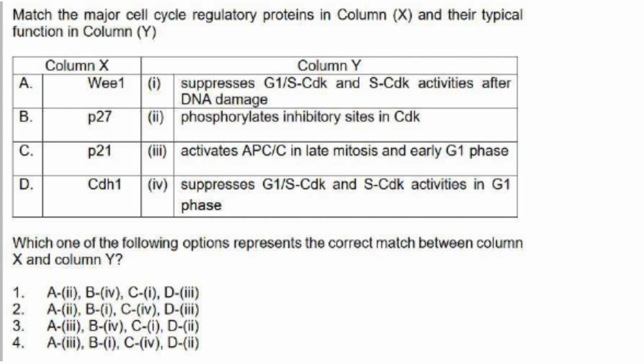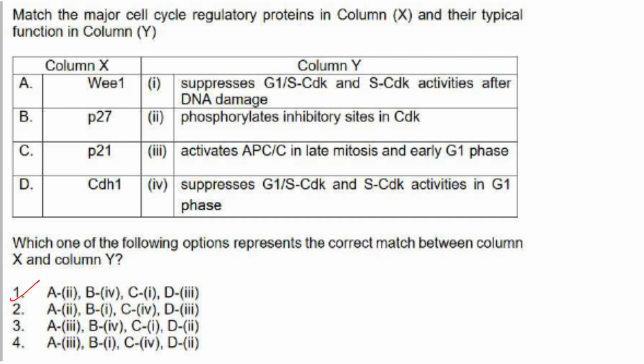Then next one. Match the major cell cycle regulatory proteins in column X and their typical function in column Y. V1 phosphorylates inhibitory sites in CDK. A2. P27 suppresses G1S CDK and S CDK activities in G1 phase. B4. So 1 must be your answer.